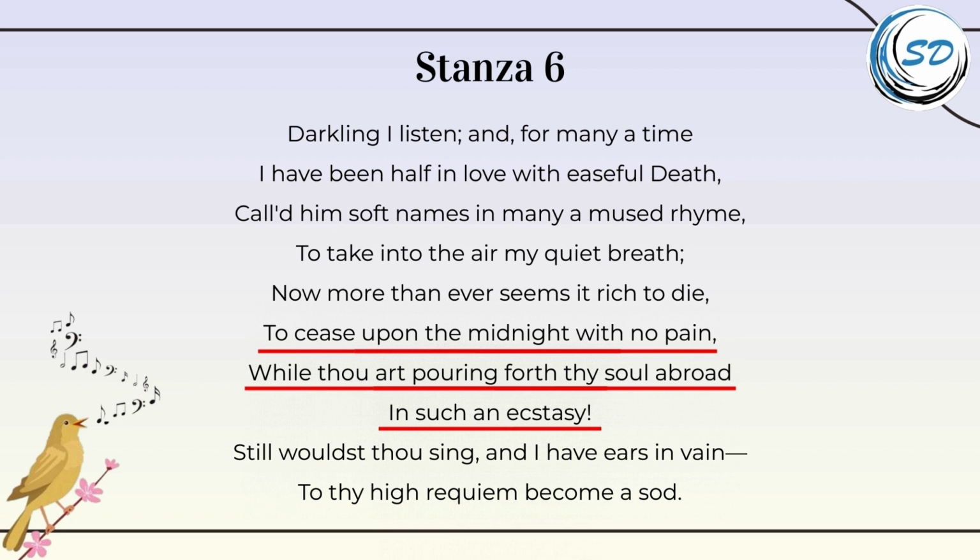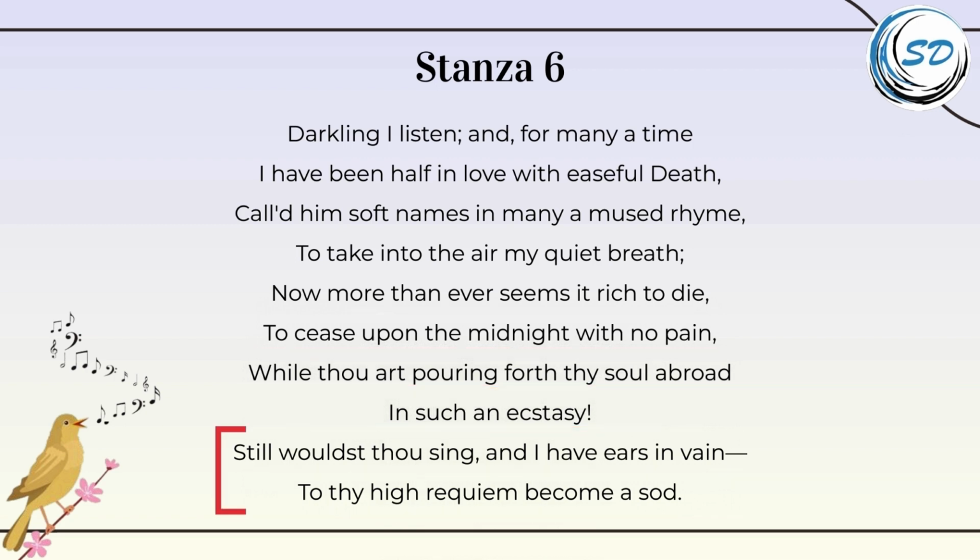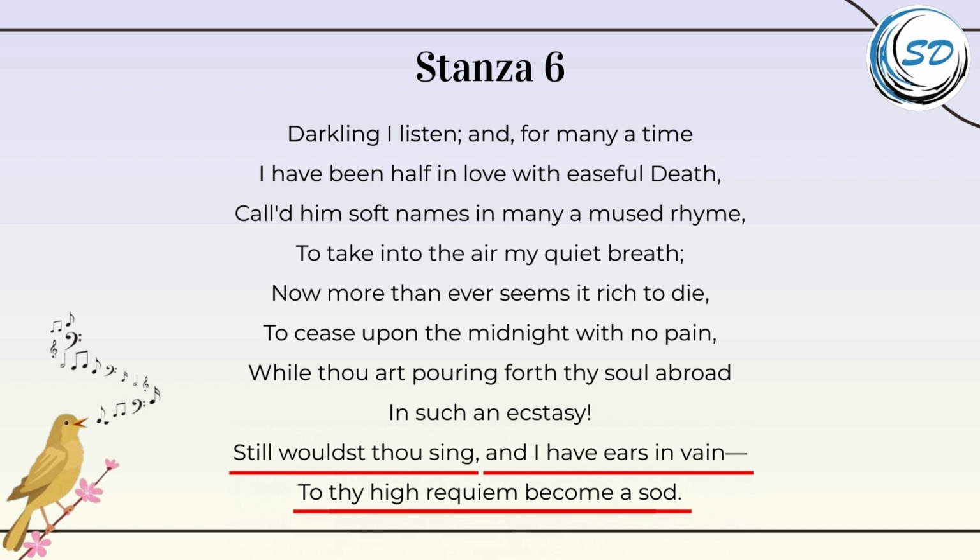The Nightingale's song becomes a symbol of transcendence and artistic expression, akin to the soul's longing to escape the confines of mortality. The last two lines convey a sense of resignation and sadness. The poet acknowledges that, even though he desires to listen to the Nightingale's song forever, he knows it is futile. In this context, "ears in vain" signifies his inability to experience the Nightingale's song indefinitely or to fully join the Nightingale's world. Instead, he realizes that he will become like the earth, "to thy high requiem become a sod," a part of nature's cycle, returning to the earth upon his death.